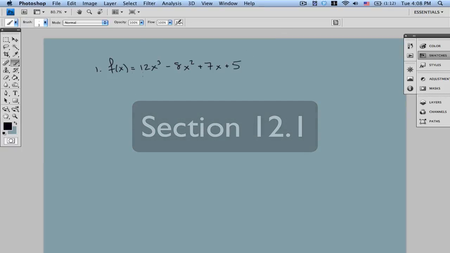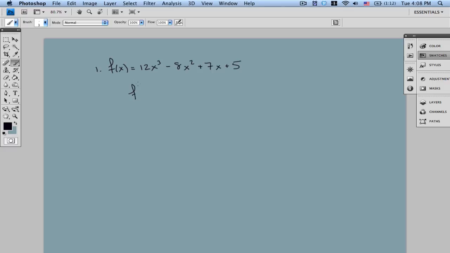We'll start by taking the derivative of this polynomial. For this first term, we've got 12x cubed. The 12 is constant, so that just stays out front. And then we take the derivative of x cubed. We just apply the power rule, which says bring the 3 down and subtract 1 from the exponent. So this is going to become 3x squared.